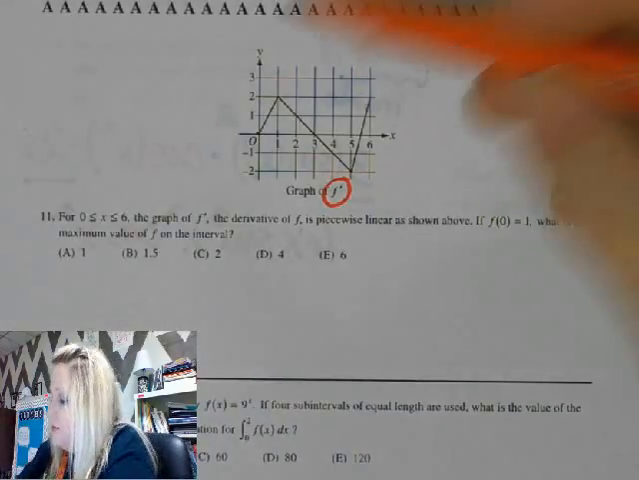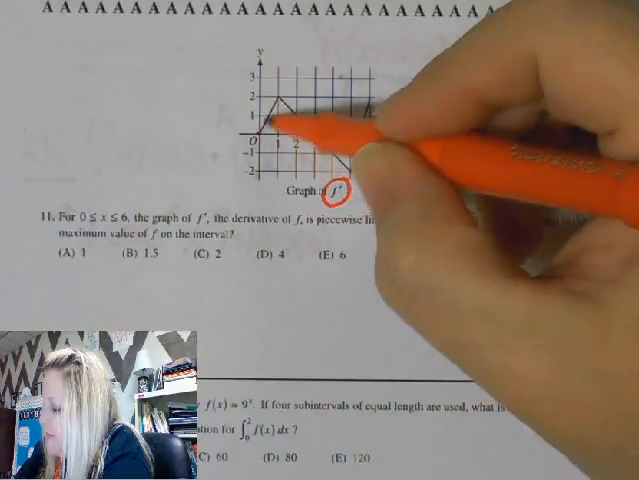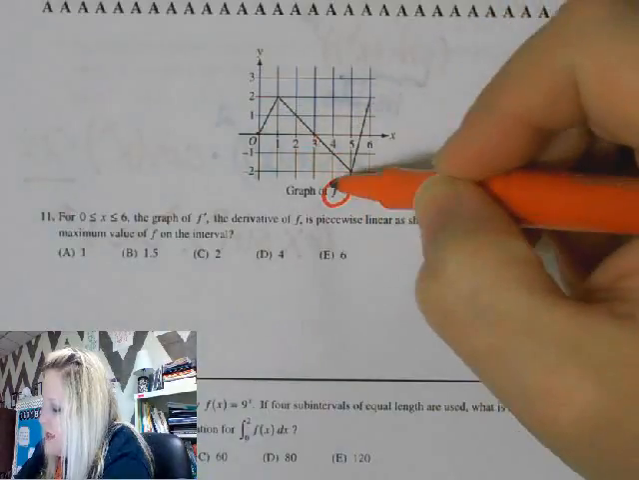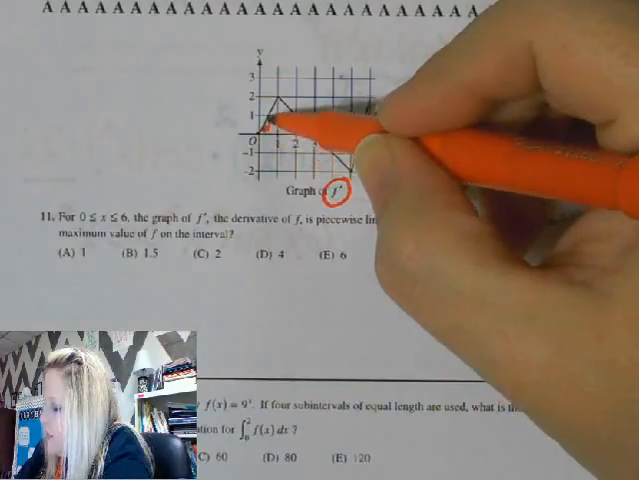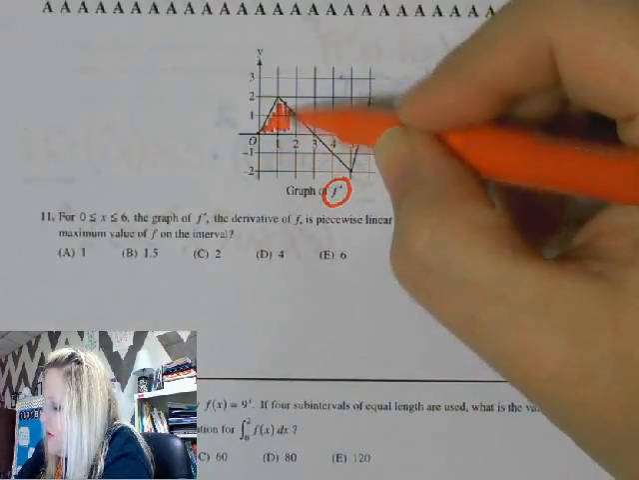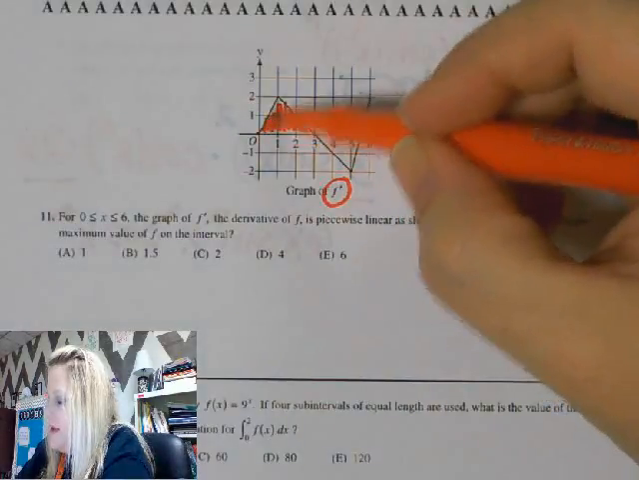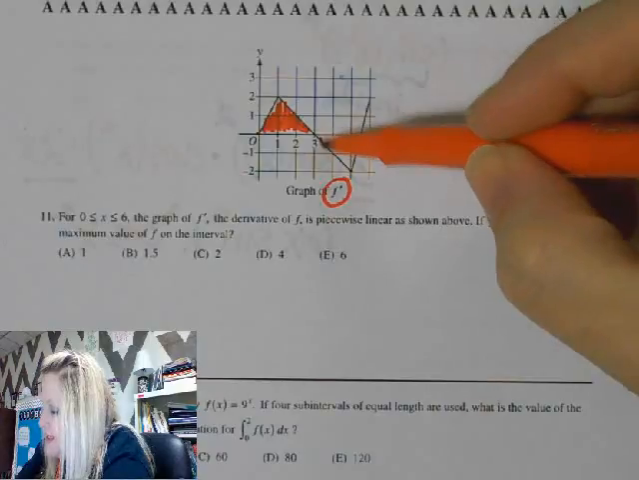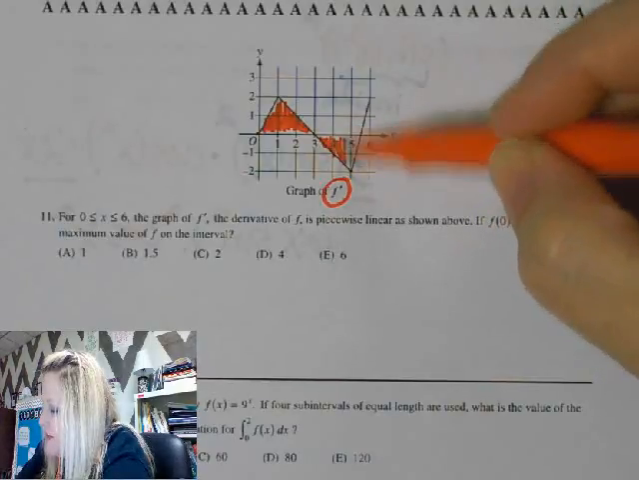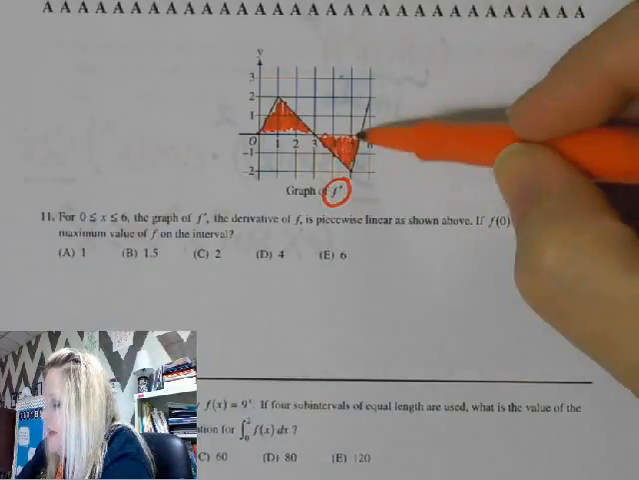So on this section of the graph where we have positive y values or positive derivative values, these are the places where our function would be increasing. And it increases by this much area. Right? This area is how much the value increases by. Then it decreases where the y values are negative. So this negative area would be how much it would decrease by. And then it would increase again a little bit.